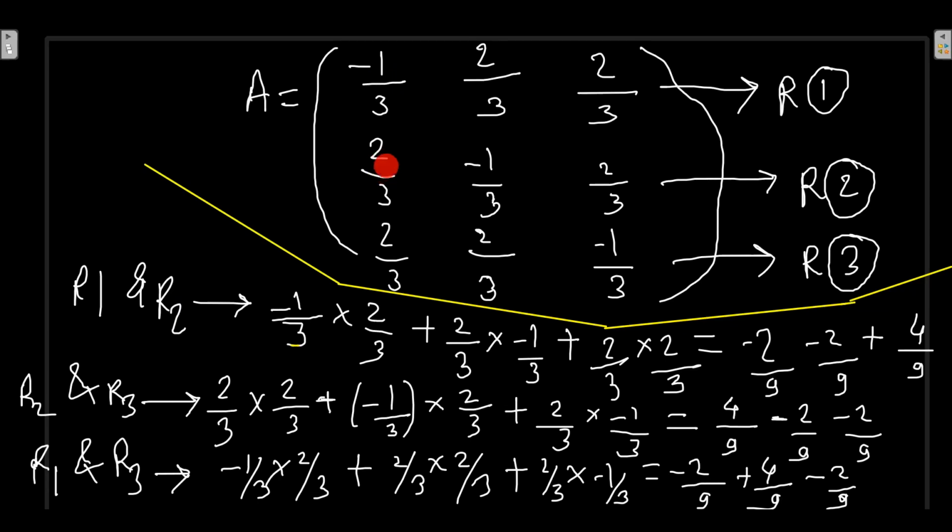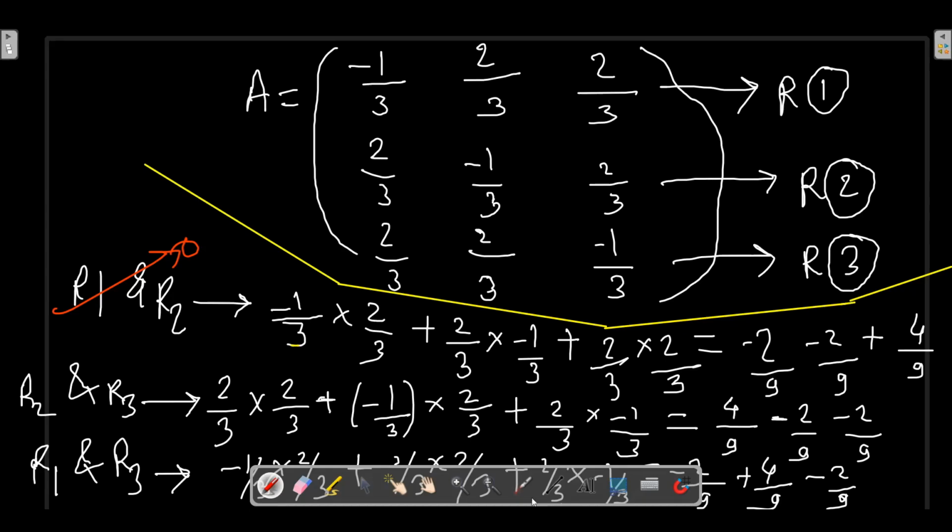So minus 1 by 3 multiplied by 2 by 3, minus 1 by 3 multiplied by 2 by 3. Okay, 2 by 3 multiplied by minus 1 by 3, and 2 by 3 multiplied by 2 by 3. So minus 2 by 9 minus 2 by 9 plus 4 by 9 is equal to 0. So this came out to be equal to 0.